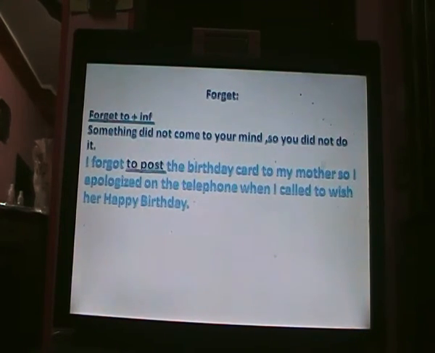Example, I forgot to post the birthday card. نسي يرسل ال birthday card to my mother. So I apologized on the telephone when I called to wish her happy birthday. لما اتصل بيها اعتذر ان هو forgot to post the birthday card to his mother.